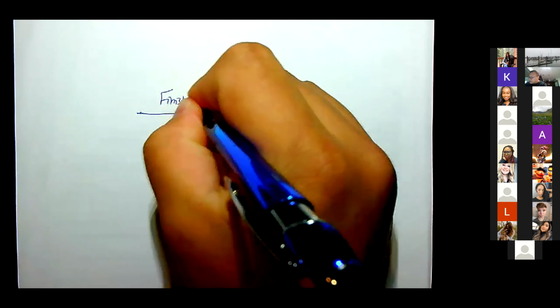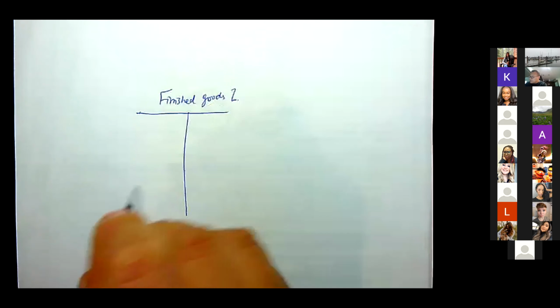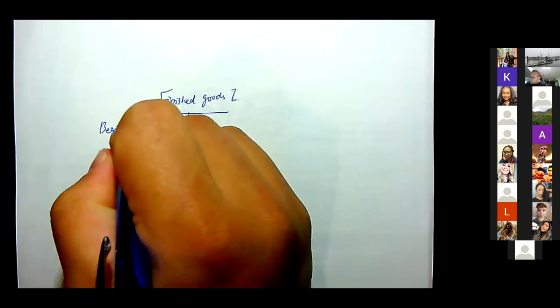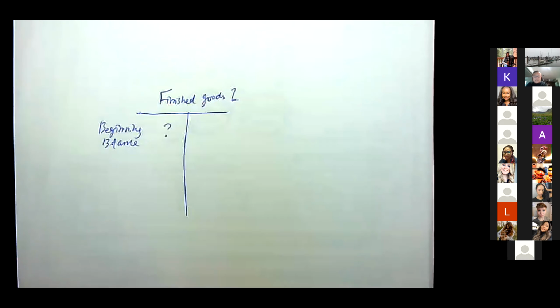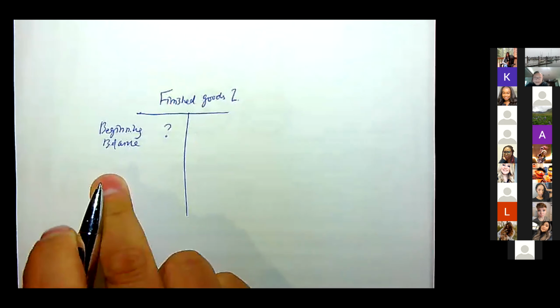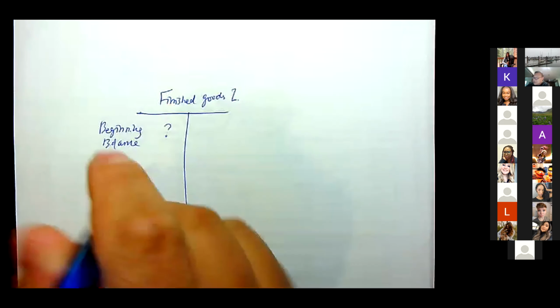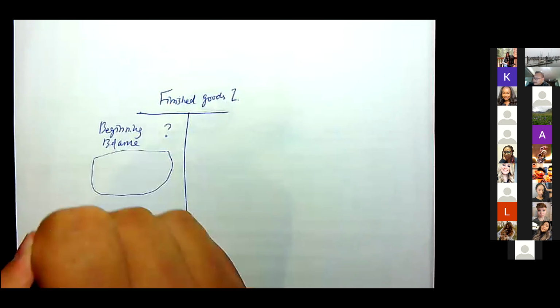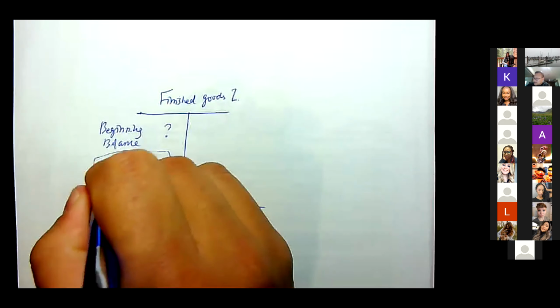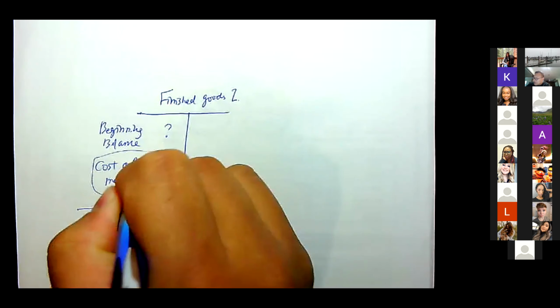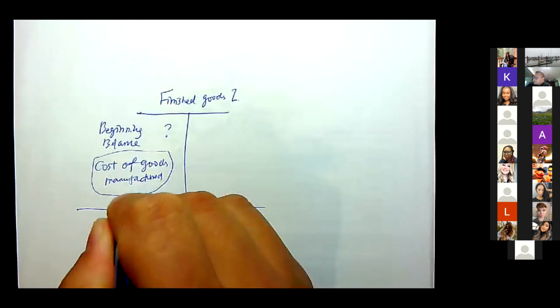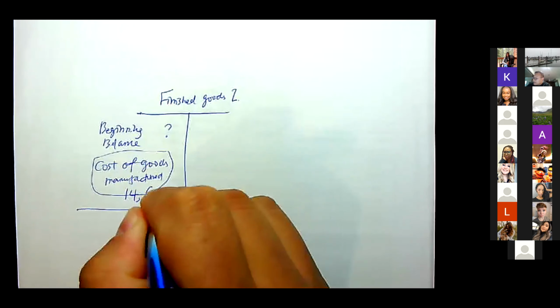So now let's take a look at the finished goods inventory. I have a beginning balance. This one I don't know, right? But then I have what comes in here. Does anyone know what comes in here? Cost of goods manufactured. Yes, cost of goods manufactured, and that was 14,600. Good job. That's awesome. So that's 14,600, right?